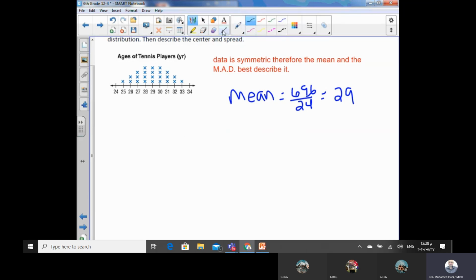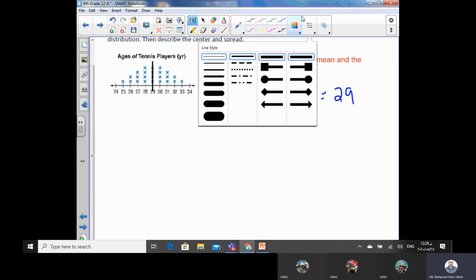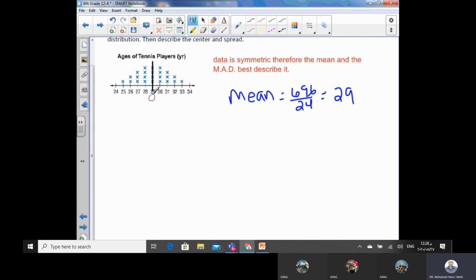So 29 right here is the mean. I'm going to draw a line through that. That's the mean. So you want to find out how far away each data value is from the mean. Well, the x's that are on 29 are right on the mean, and there are 4 x's. So I'm going to say these are all 0 spots away from the mean.